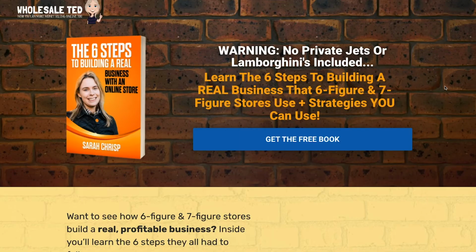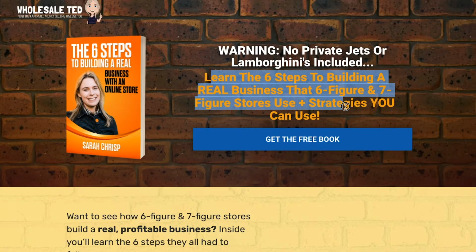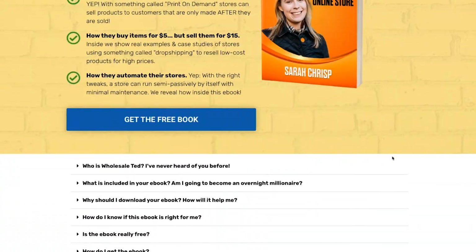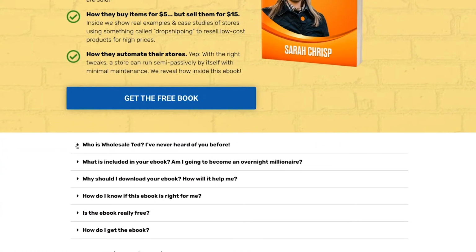Let's have a look. Now here's an example of a compliant landing page. The 6 steps to building a real business with an online store. Notice, no promises in that. Learn the 6 steps to building a real business that 6 and 7 figure stores use, plus strategies you can use. Is it saying you're gonna make 6 or 7 figures? No, it's just saying that these are the strategies that those type of stores use. Awesome. Okay, now at the bottom, I also wanna show you that FAQ.